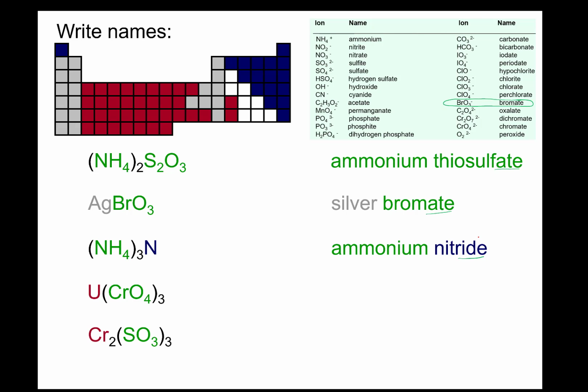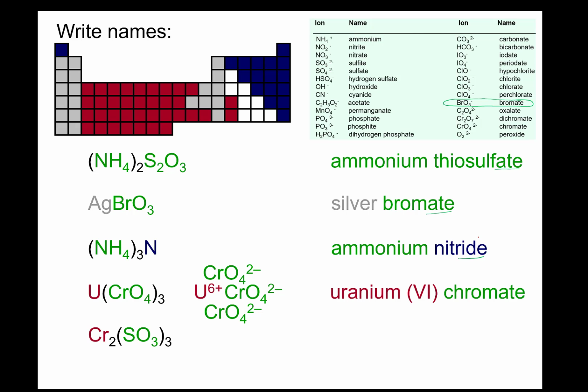Next one is uranium, which is a transition metal. It's actually in the F block. We do need to figure out the charge of it. So we have uranium, and then we have chromate. So we have 3 chromate ions. So that's a total negative charge of 6-. So therefore uranium must be 6+. So the name of it is uranium-6 chromate. That is your Roman numeral for 6.